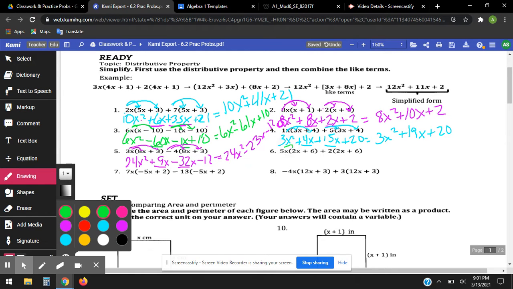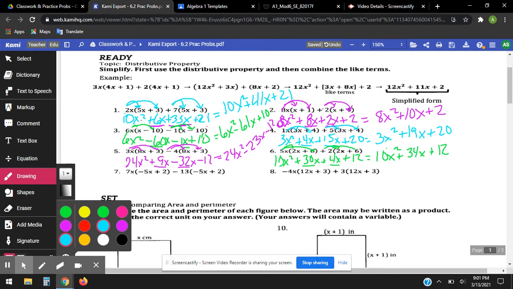Next one. 10x squared plus 30x plus 4x plus 12. Again, combine those guys. 10x squared plus 34x plus 12.